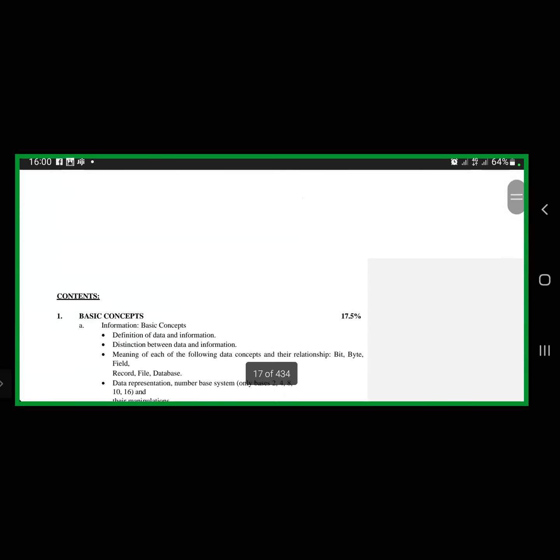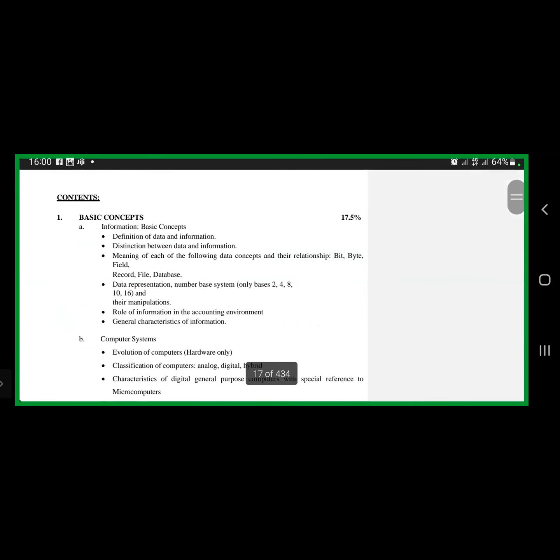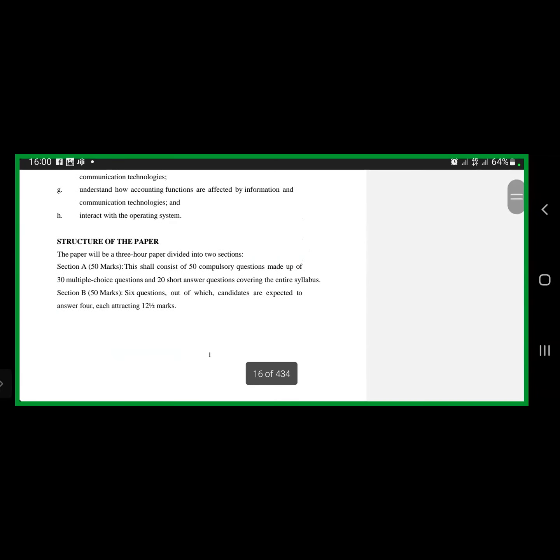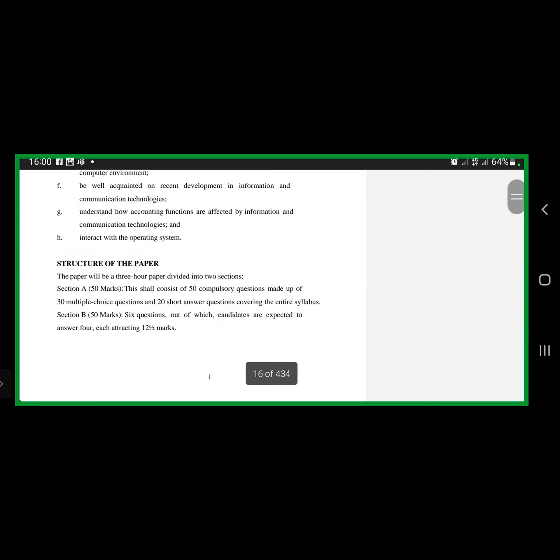So let's talk about the structure of the exam. So how does it work? The paper will be a 3-hour paper divided into 2 sections. Section A, 50 marks. This shall consist of 50 compulsory questions made up of 30 multiple choice questions, 20 short answer questions covering the entire syllabus.